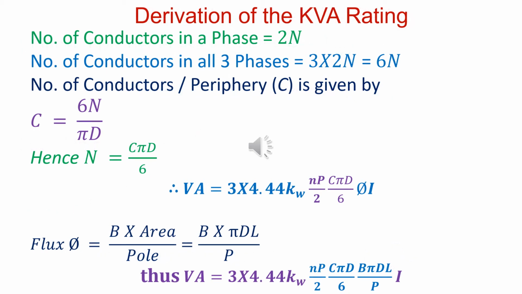Number of conductors per periphery C is equal to 3 into 2n divided by pi d. Hence, number of turns n is equal to C pi d by 6. Flux phi is equal to B pi d L by P. Number of turns n and flux phi are substituted in the VI equation.